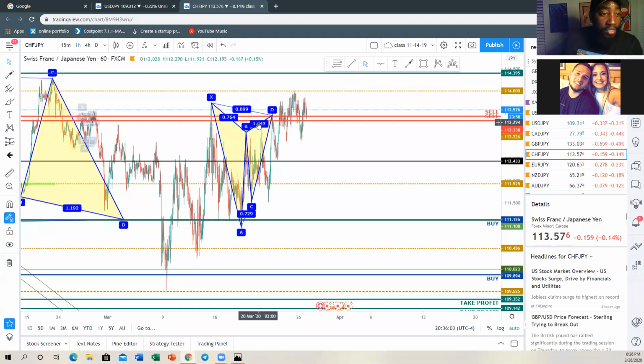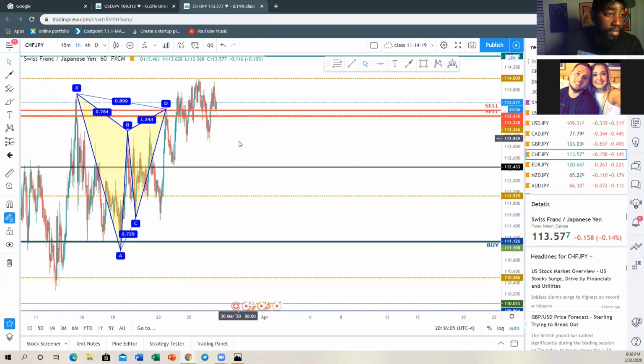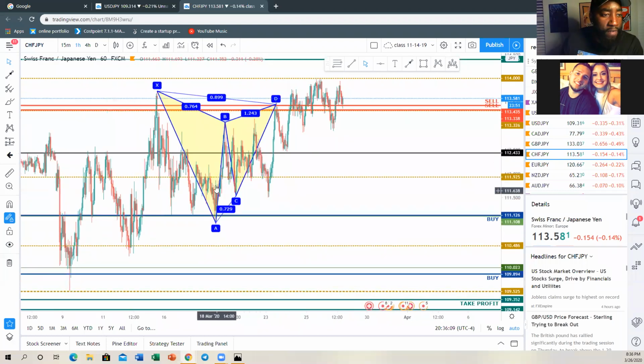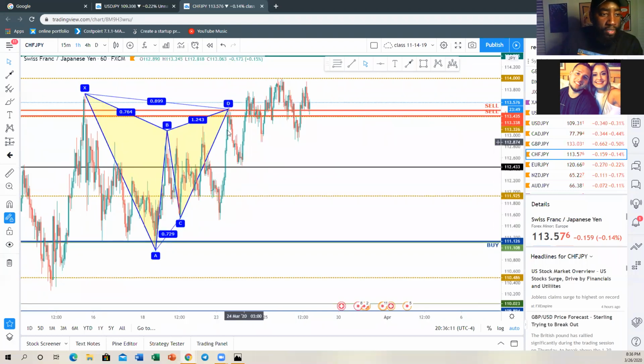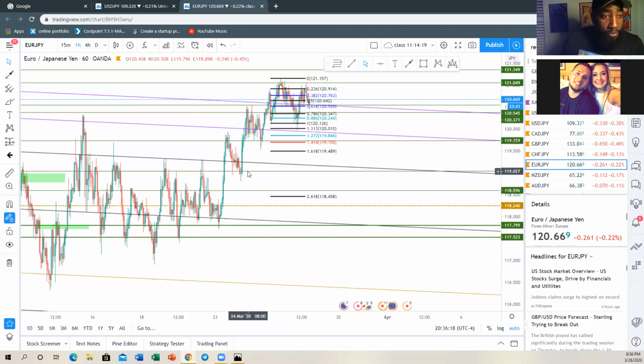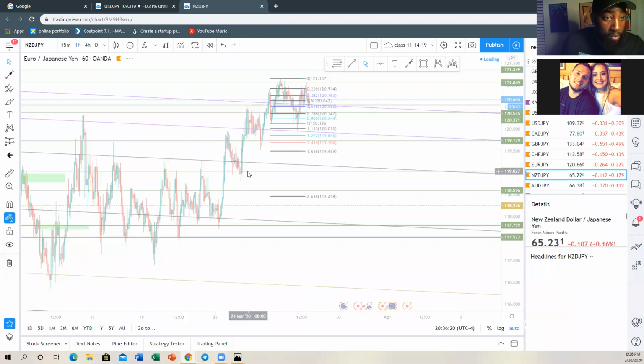Not doing anything major on this. This Gartley was very ugly. I covered this on Monday's session about finding pairs in ugly moves, and this is definitely one of them, and that was very, very nice. What was here? I was drawing something there. I don't know what it even was.